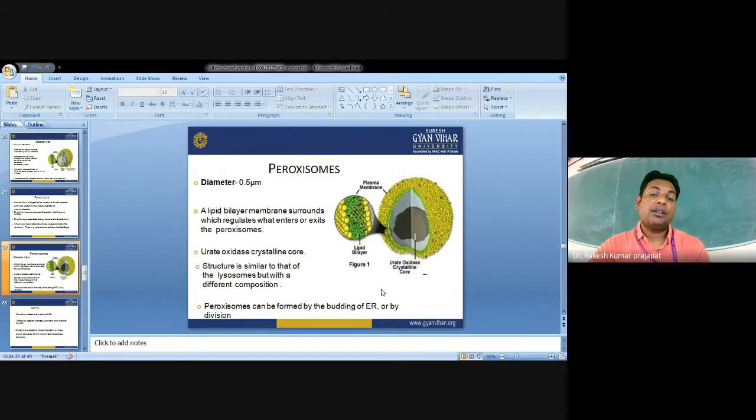Peroxisomes. The diameter of a peroxisome is 0.5 micrometers. It contains various oxidative enzymes like urate oxidase, and a crystalline core, you can see here. A lipid bilayer membrane surrounds it and regulates what enters or exits the peroxisome. The crystalline core is a structure similar to that of the lysosome but with different composition. Peroxisomes can be formed by budding of the endoplasmic reticulum or by division.